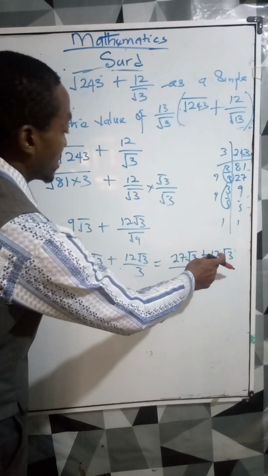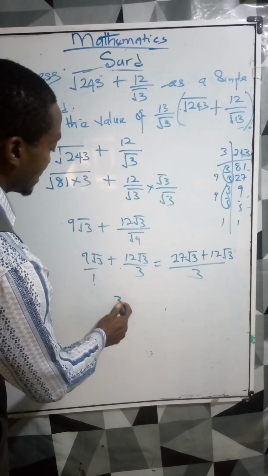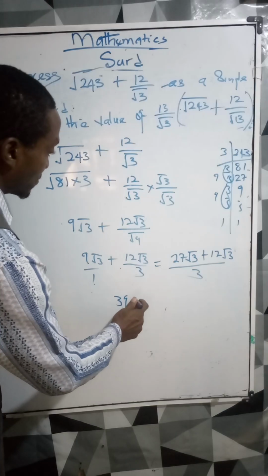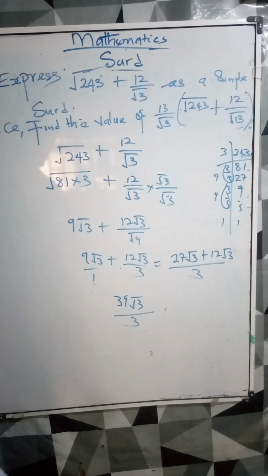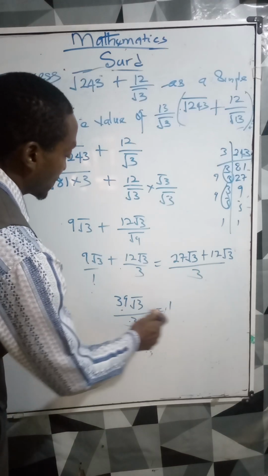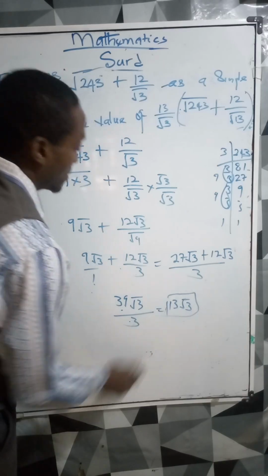So if we add both of them together, it will give us 39 root 3 all over 3. 39 root 3 all over 3. So 3 goes in 39 root 3: 3 goes in 3 once, 3 goes in 9 is 3. 13 root 3. That's it.